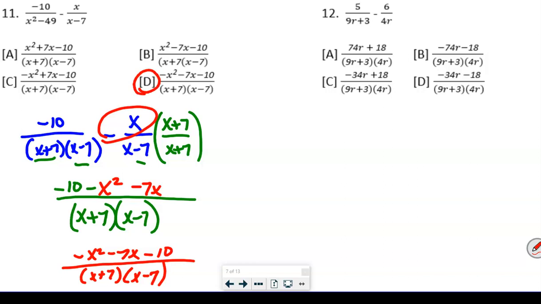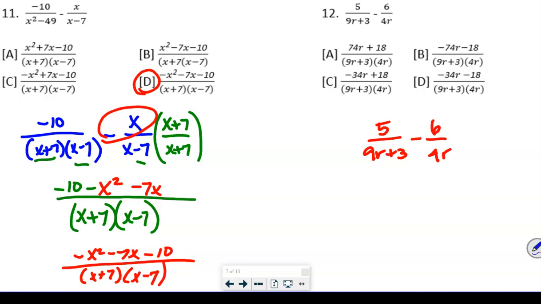Okay. So number 12, same thing. So we got our 5 over, I'm going to factor out that 3. And so I get 3r plus 1. Well, that's not going to really help me. Y'all notice that? So because of that, I'm not even going to worry about that. I'm just going to keep it the 9r. I'm going to erase it because I didn't need it. So I'm going to go ahead and rewrite this: 9r plus 3 minus 6 over 4r.